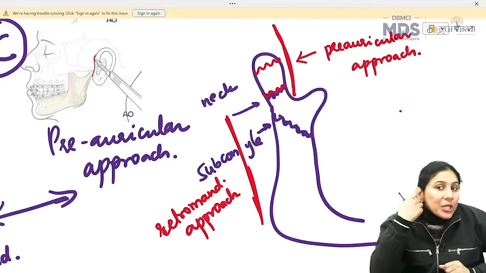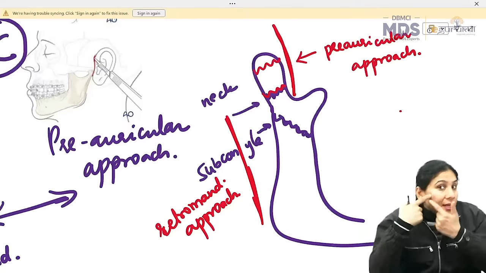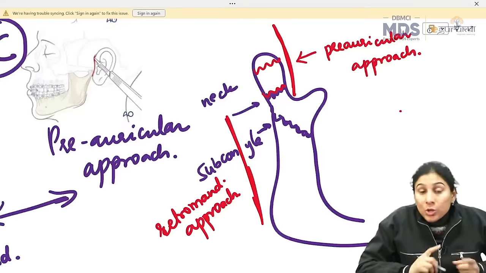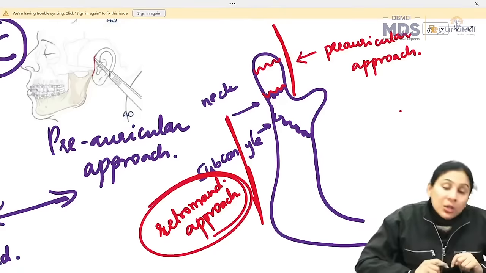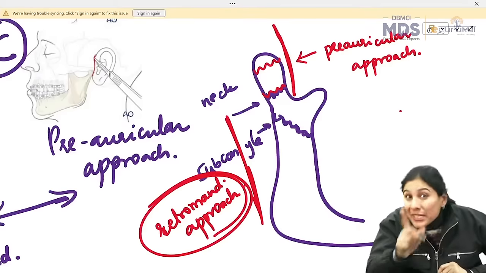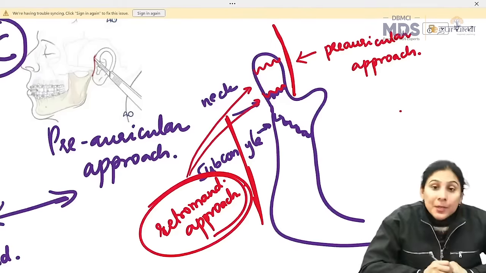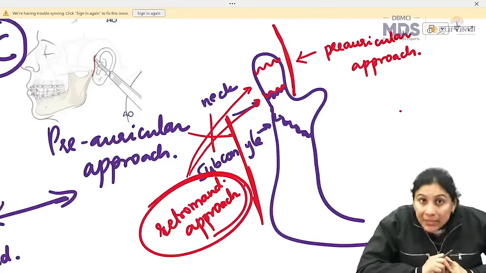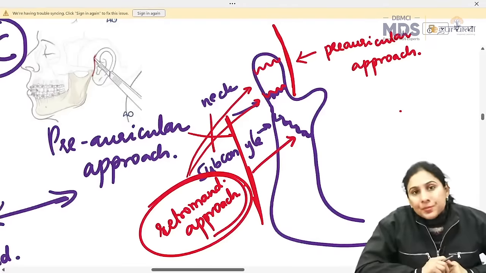See, preauricular has a clear-cut scar on the face. Retromandibular, the scar is hidden behind the mandible. So if I have to choose cosmetically, I will always choose retromandibular approach. But with retromandibular approach, it is very difficult to reach the condylar neck and the condylar head. I cannot use it for the condylar head and neck fractures. But I can use it for subcondylar fractures very, very easily.